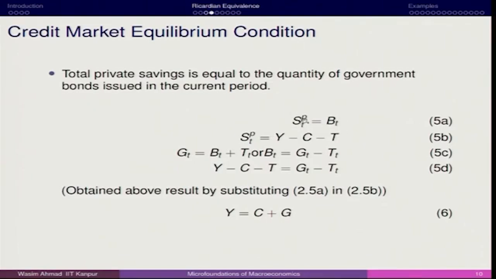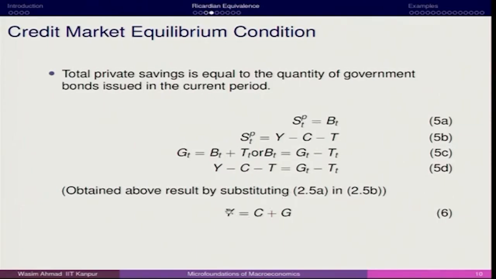So, here we have SPT is equal to BT. I am getting BT here is equal to GT minus TT. So, I am just putting it here. Here you have Y minus C minus T. So, it can be written as Y minus C minus T is equal to GT minus TT. Now, if I go for the solution of this, how does it look?